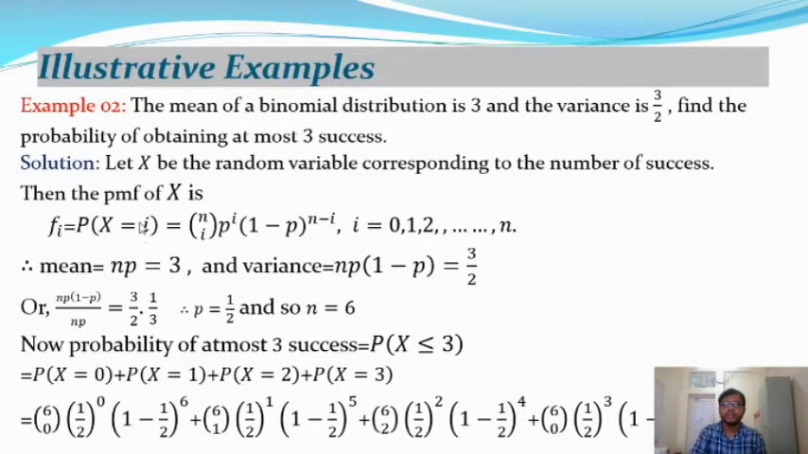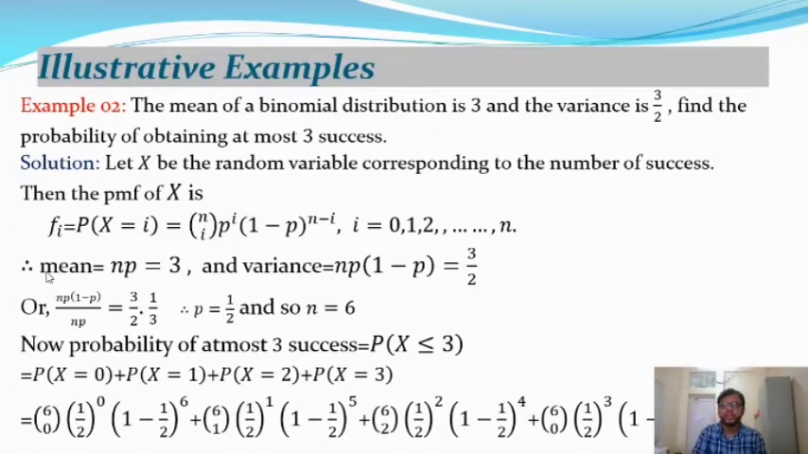Here capital X is the random variable corresponding to the number of successes, then the probability mass function in a binomial distribution is f(i) equal to the probability of x equal to i, and this equals nCi into p to the power i into 1 minus p whole to the power n minus i, where i is equal to 0, 1, 2 up to n.